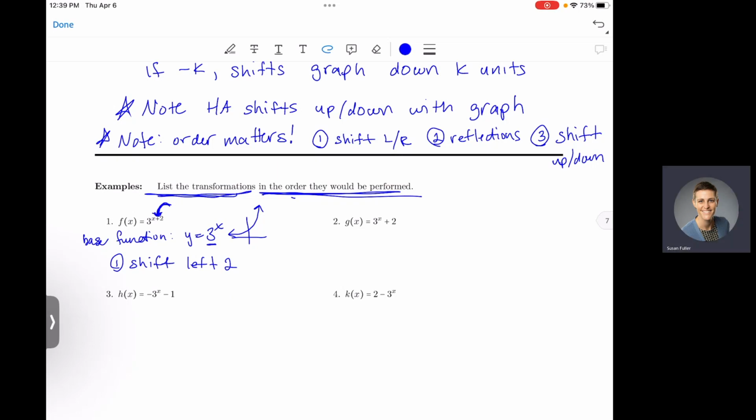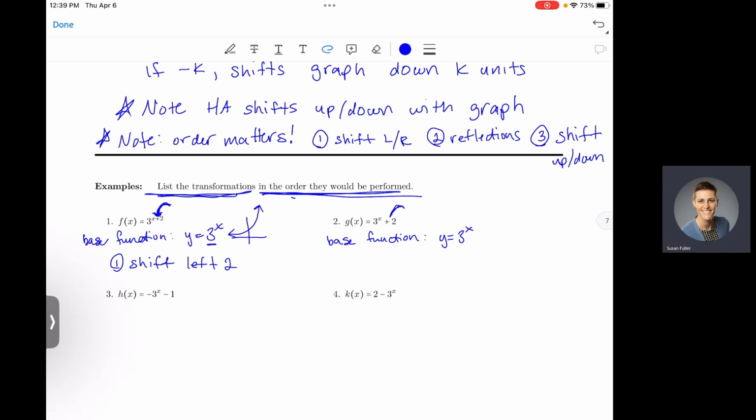Okay, so how about number 2 here? G of x equals 3 to the x plus 2. This time the plus 2 is down with the 3 instead of up with the x. Again, our base function here, if you took away all of the things that cause transformations, we would be left with y equals 3 to the x, which is the same increasing exponential function. But now, which transformations do we have here?